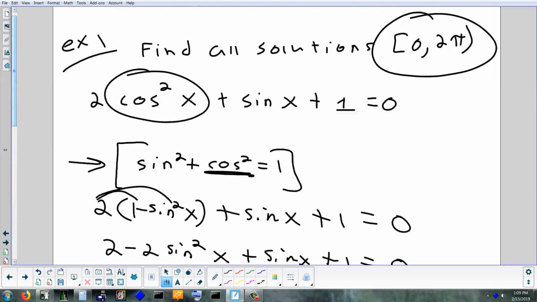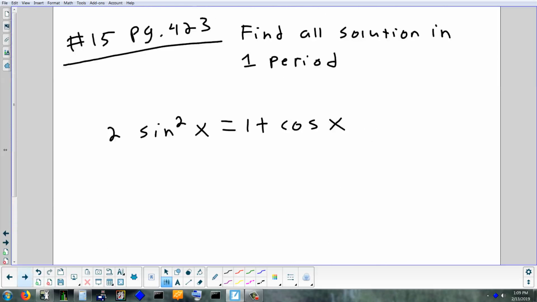Okay, so that's one of the hardest types of problems. Unless you don't remember the quadratic formula, then that would be harder. But if you remember the quadratic formula, it's about the same difficulty as this one. All right, let's try this one.